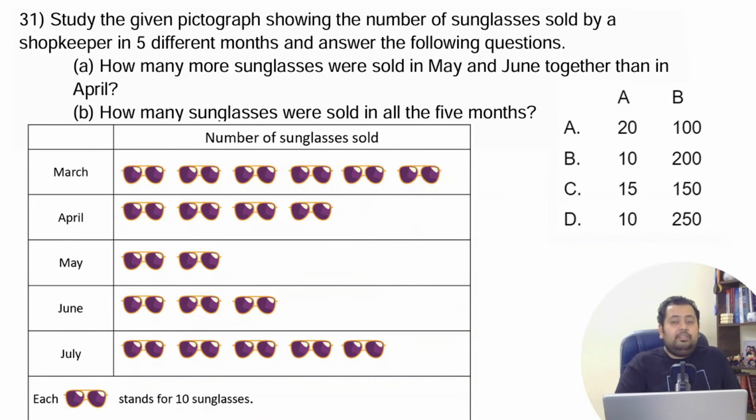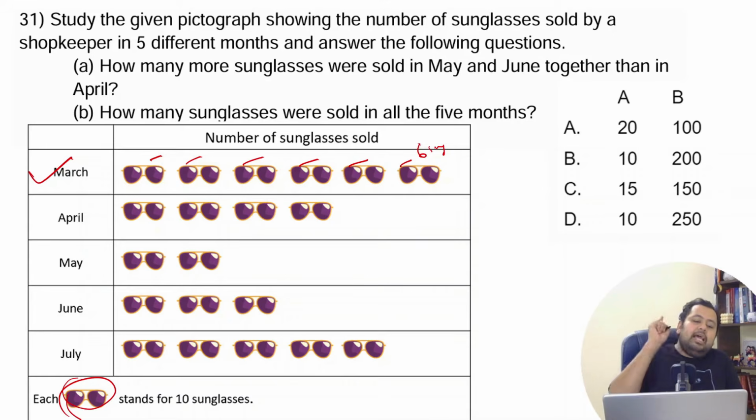So let's start with question number 31. Study the given pictograph showing the number of sunglasses sold by a shopkeeper in 5 different months and answer the following question. If you look at the pictograph, I think you'd have already done a lot of these pictograph problems before. So if you see on March, there were one, two, three, four, five, and six. So there were six sunglasses sold. Now, the catch over here is one image of sunglass doesn't represent one sunglass.